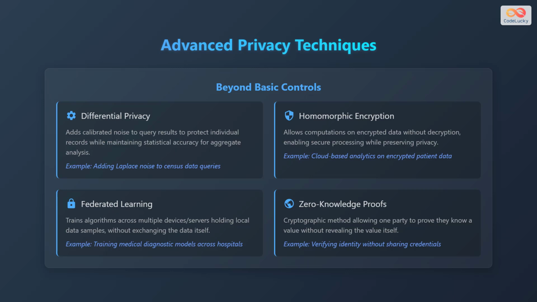Federated learning trains algorithms across multiple devices or servers holding local data samples, without exchanging the data itself. Zero-knowledge proofs is a cryptographic method allowing one party to prove they know a value without revealing the value itself.